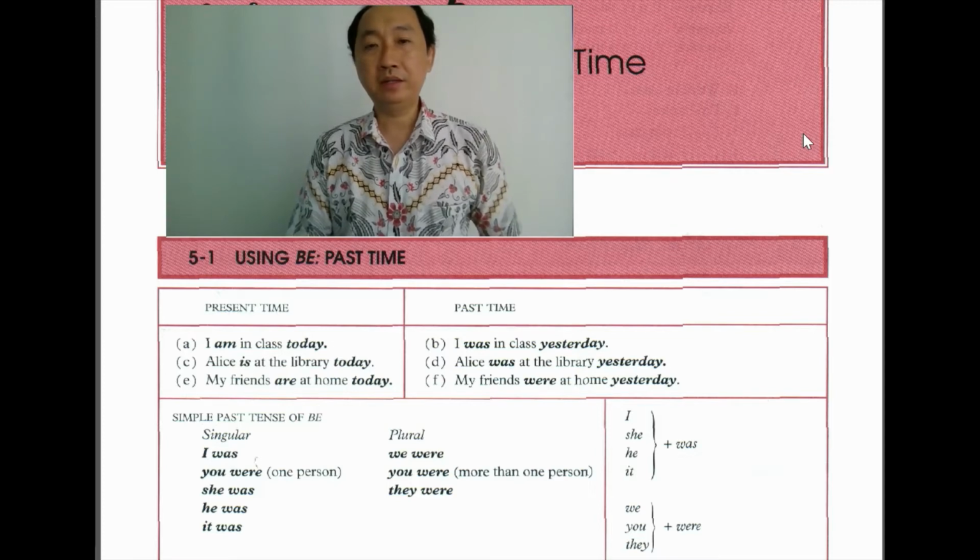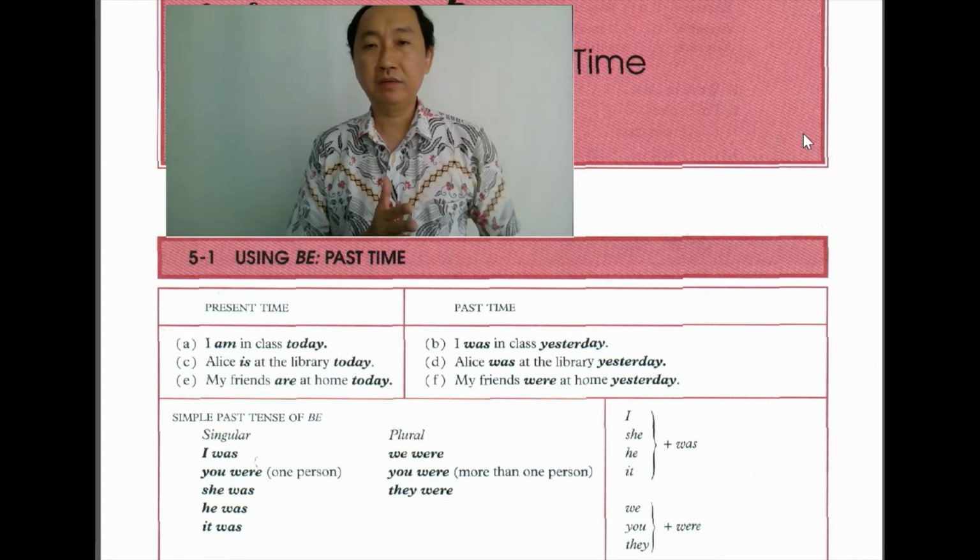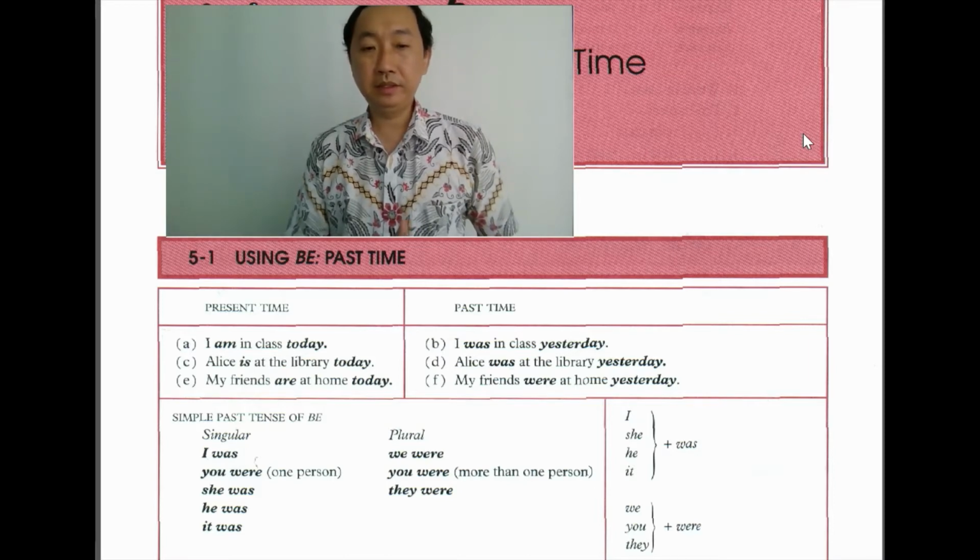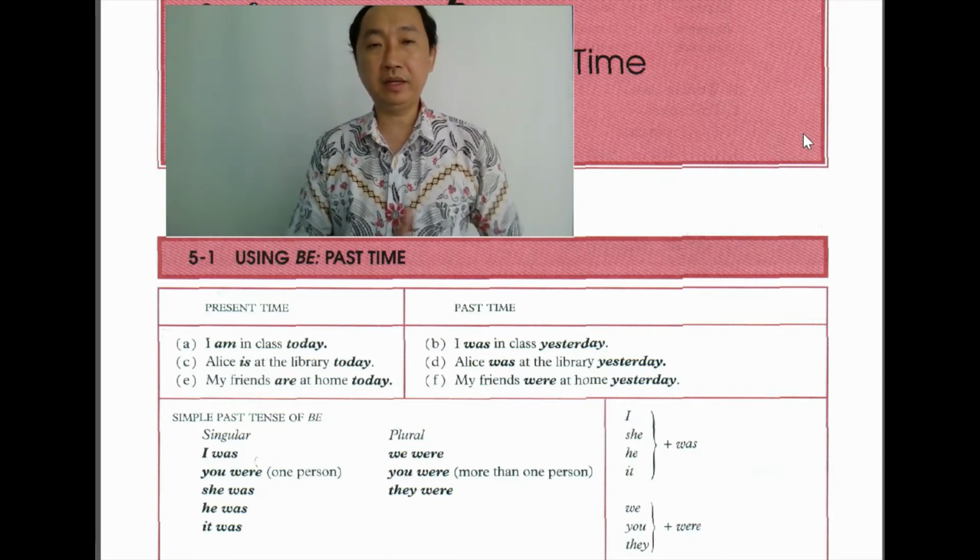And today we are going to talk about the verb which is connected to past time. So we are learning past verbs. Okay, so A, B, C, D, E, and F. I am in class today. I was in class yesterday.